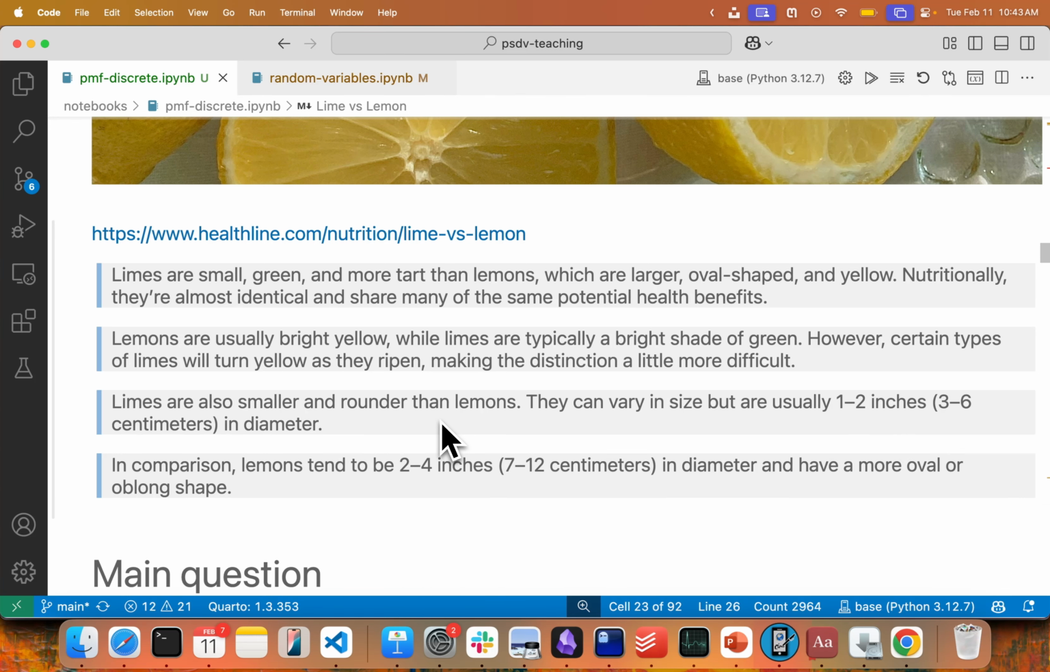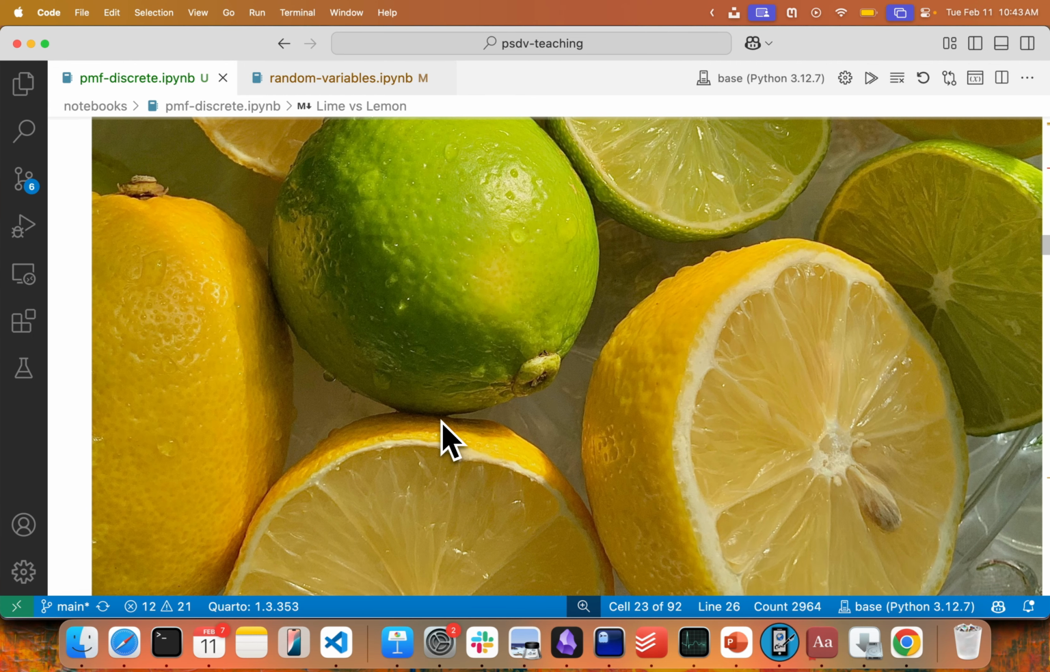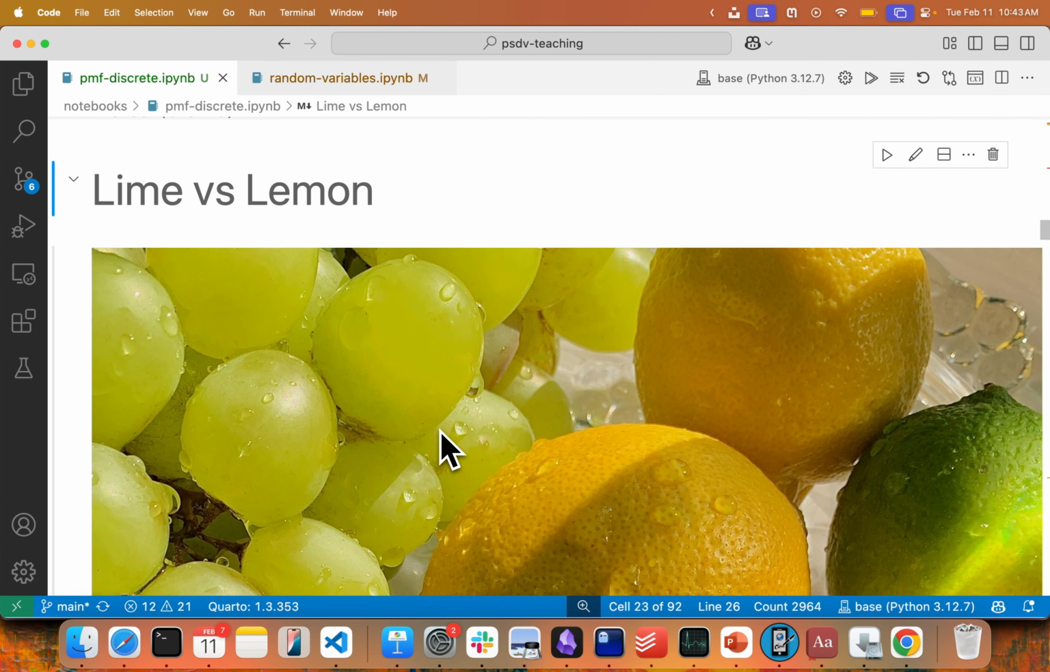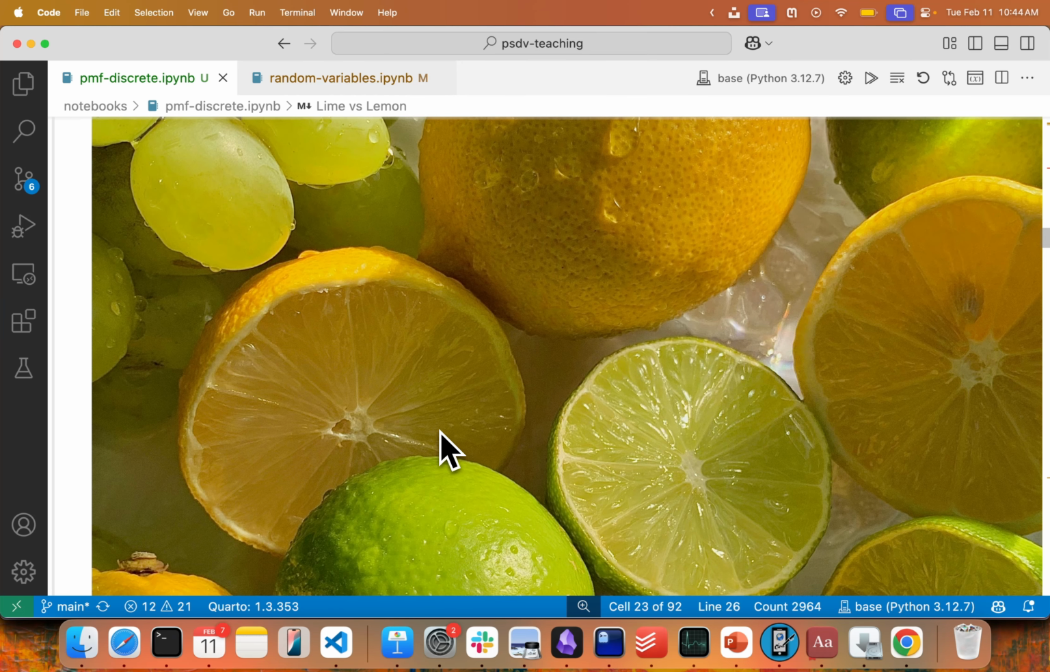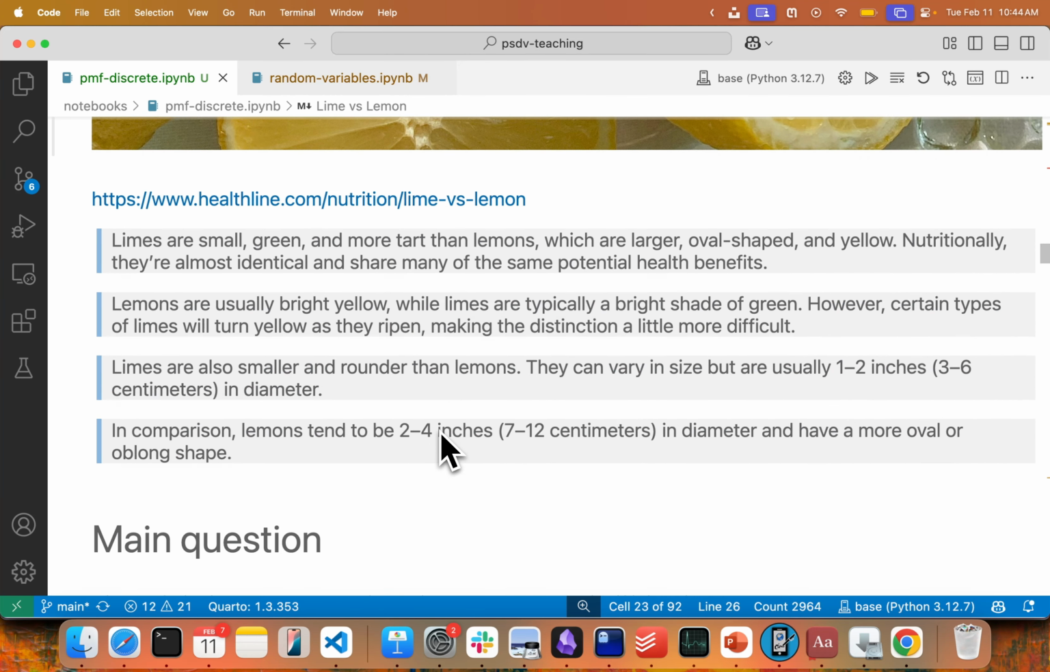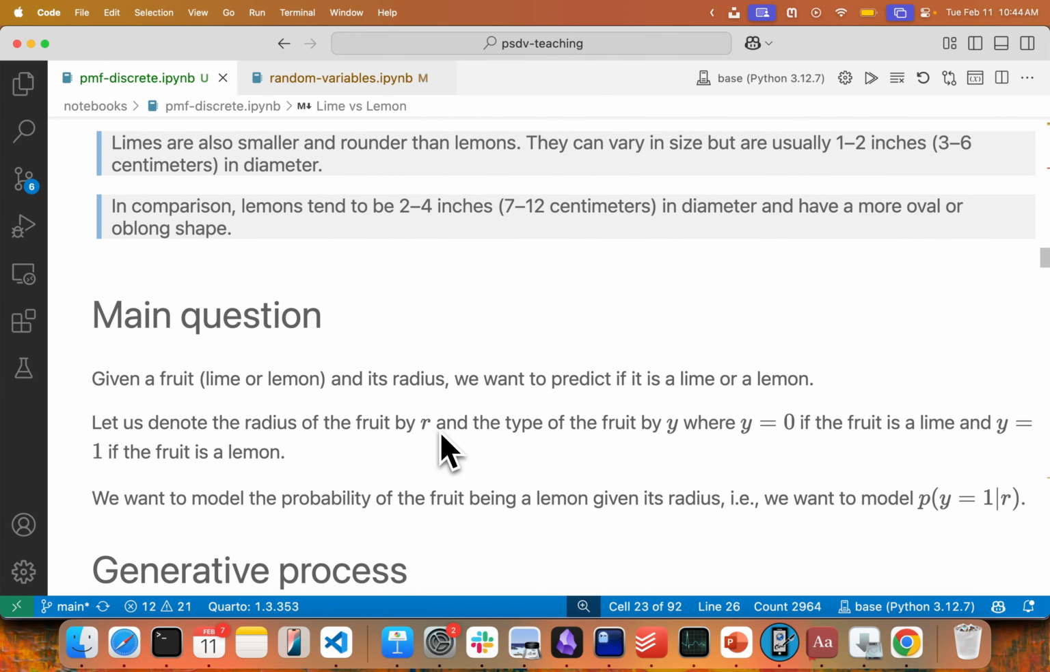Now we want to be looking at this problem: given a particular fruit of any specific radius. So we're given a fruit, it's either a lime or a lemon, and we're given its radius. We're not given the color, we're just given one attribute of it. We have to predict whether it's a lime or a lemon. We will say that the radius of the fruit is small r, and the type of the fruit, y equal to 0 is lime, y equal to 1 means a lemon.